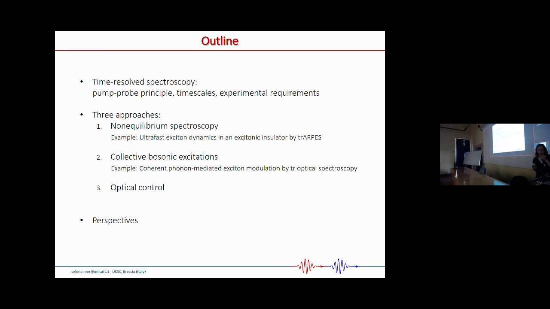And just towards the end, I will flash a few perspectives on the use of time-resolved spectroscopy. And because I will touch on different parts and also refer to different works, feel free to interrupt and ask questions also during the talk. Just a few remarks on these two approaches that I will discuss.